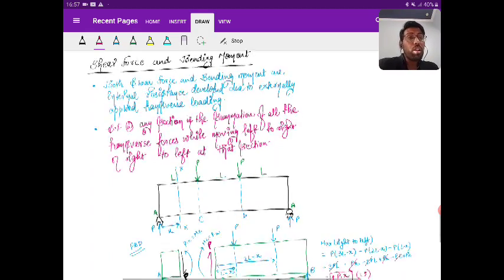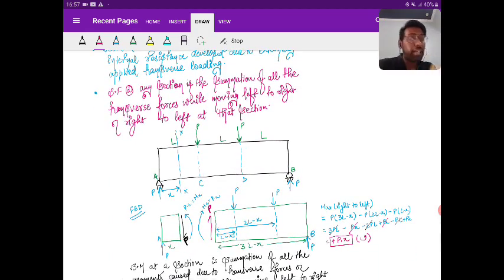So to understand this, I've taken a section HH. I've drawn the free body diagram. From left to right, if I move at the section HH, I can see the upward force of P, which will be balanced by the downward force of P at the section, which is nothing but a shear force. Similarly, if I move right to left, there is a net downward force of P, which will be balanced by the upward force of P, right? So which is again the shear force. And you can see that both P's are balancing each other.